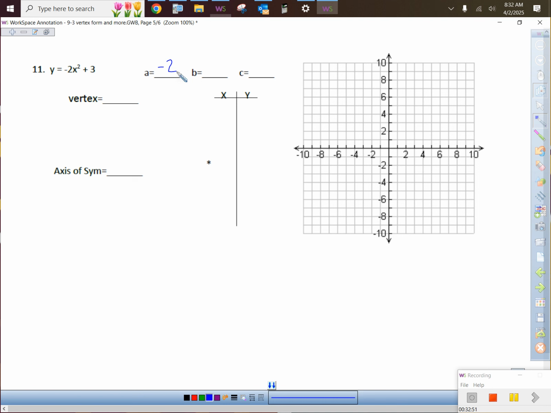Cool? But what's weird? Who's the B value? Is 3 the B value, or is 3 the C value? You knew A was in front of x squared, right? Where is B always located? In front of x. And people said, there is no x. So what number is B? It's got to be a number.